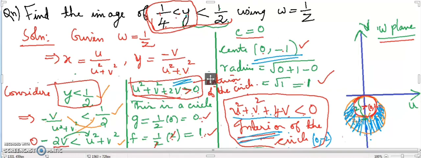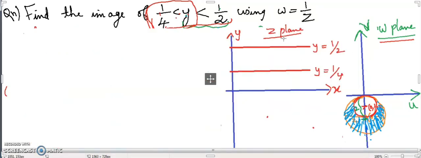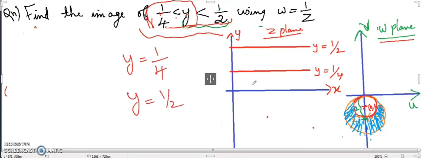So the region is the intersection of these two circles. This is in the W plane. Also in the Z plane, if you take the Z plane, we can draw this one, 1/4 less than y less than 1/2, right? So y is 1/4, we can draw the straight line. This is y is 1/4 and y is equal to 1/2 means y is this point is half, this point is 1/4, okay. So y is equal to 1/4, y is equal to 1/2. 1/2 is greater than 1/4, right?